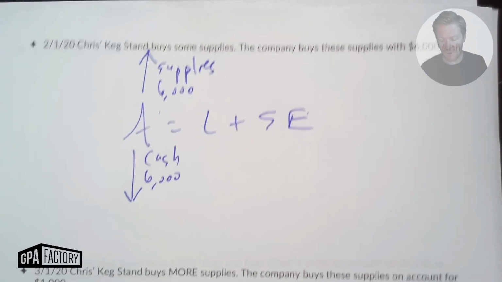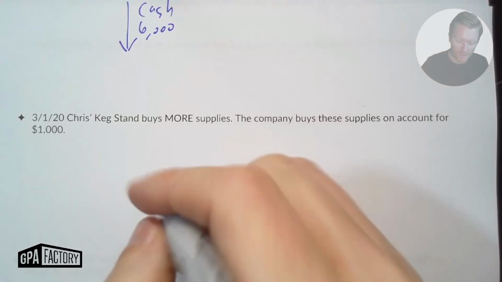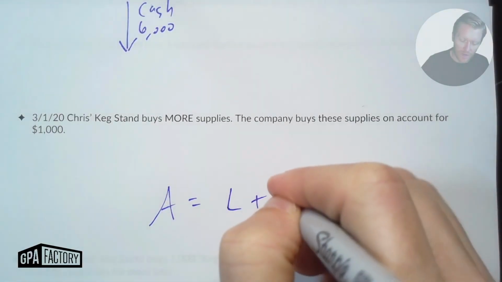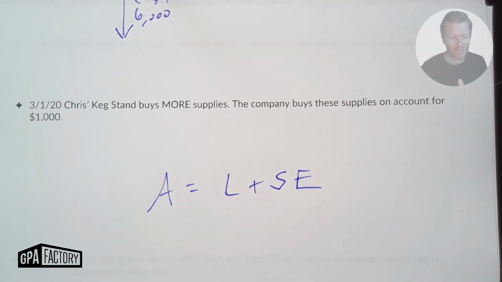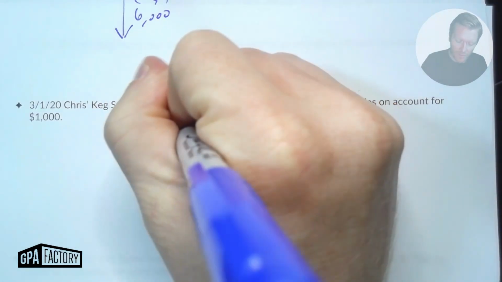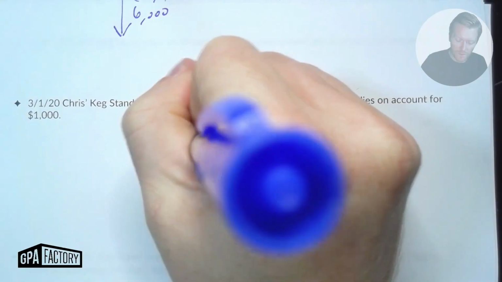Now on March 1st, we buy even more supplies, but we buy these on account, or on credit. On credit does not mean credit card. On credit means that we are just paying later. So here, there's no cash going on. This is the first one where we haven't had our safety net, I like to call it, because cash is very easy to identify what's going on. But here, we're getting some supplies. So maybe that's what links into our brain first. There's $1,000 worth of supplies.